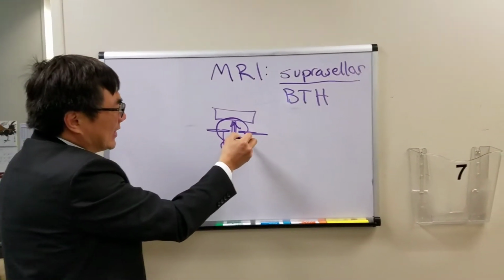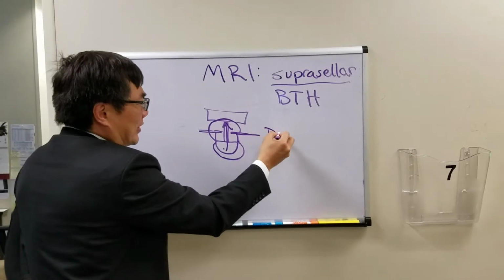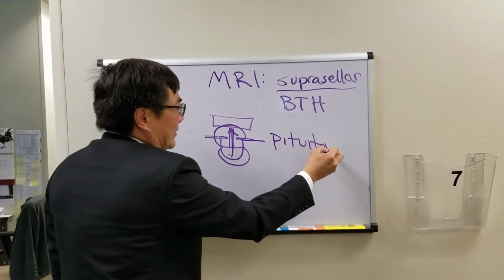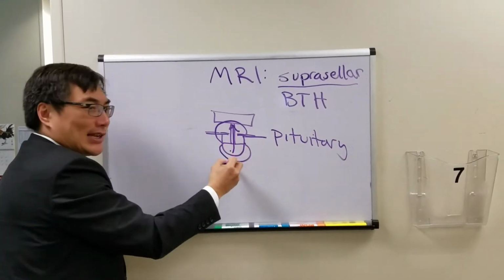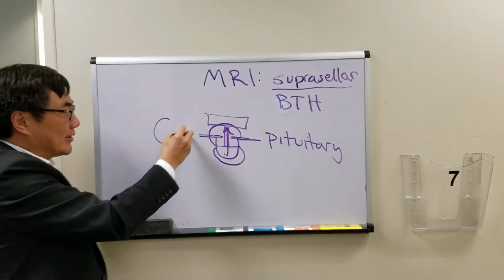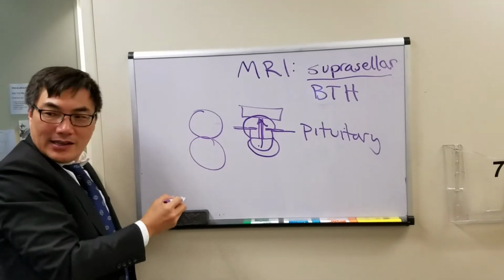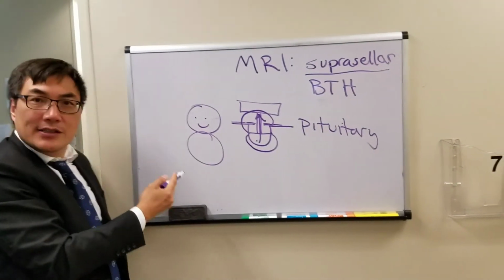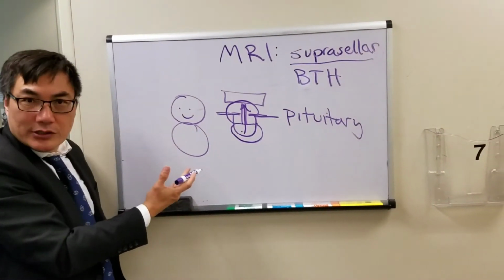So that's why the appearance radiographically of the pituitary adenoma is like a snowman. It's intrasellar, passes through the diaphragma, and then has a suprasellar component. So a snowman is the radiographic appearance of the pituitary tumor.